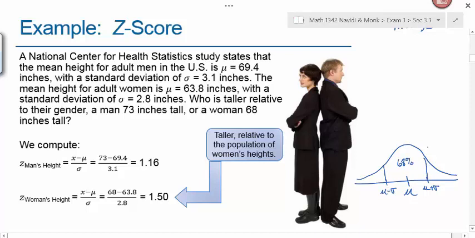68% of all data fell within this range. And then if we go out another standard deviation, there's mean plus 2 sigma and mean minus 2 sigma. What percentage of data fell within that range? 95% fell within that range. And if we go out 3 standard deviations, we're looking at almost all of our data.